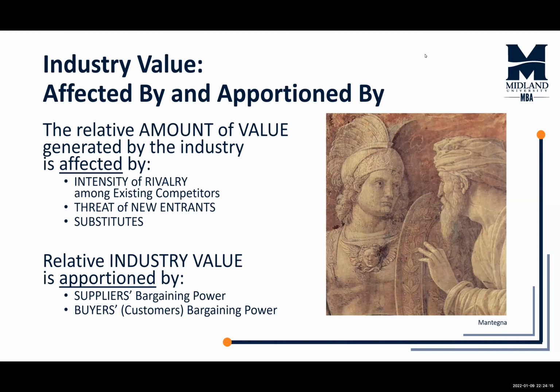For part three of this topic, now that we've noticed what the industry structure is, now that we see who is going to get the value that is created, we see the amount of value that's created depends upon the existing competitors, the threat of new entrants, and the substitutes. But who is going to divide that value up? That's the suppliers and the buyers.